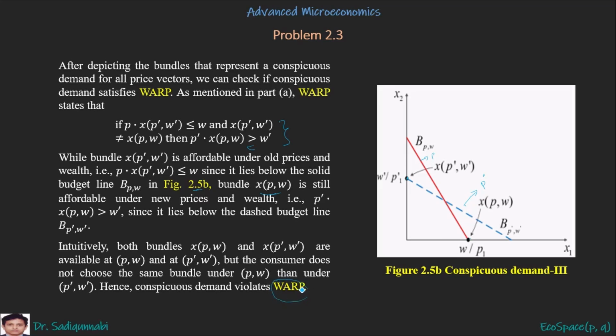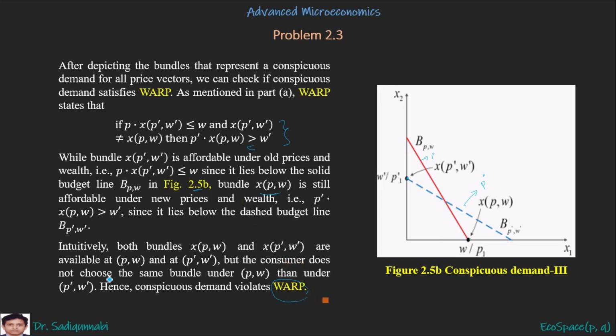So what is the intuition? Both bundles are available at PW price wealth combination and at P prime W prime price wealth combination. So the consumer doesn't choose the same bundle under PW as under P prime W prime, hence conspicuous demand violates WARP. So this ends our problem number 2.3.